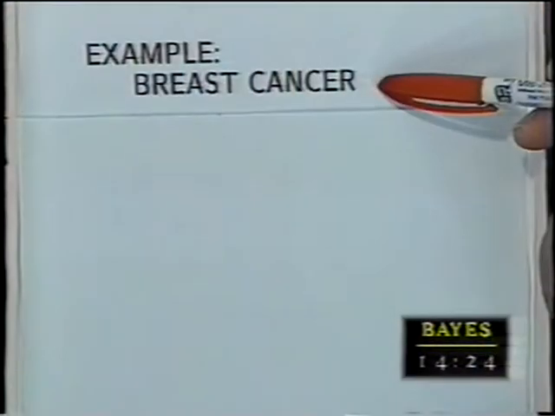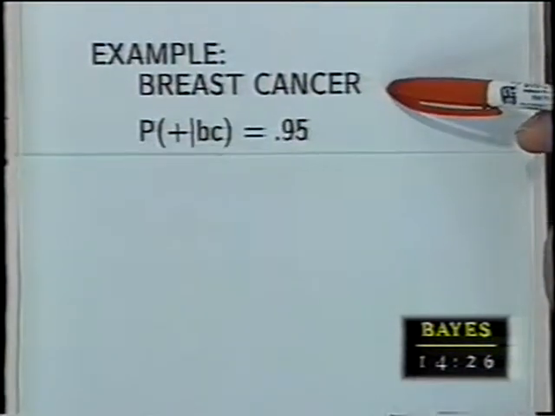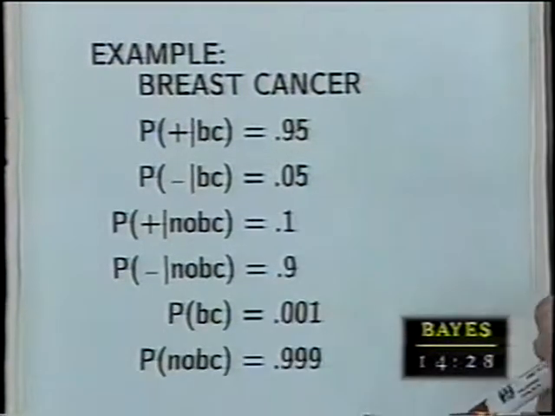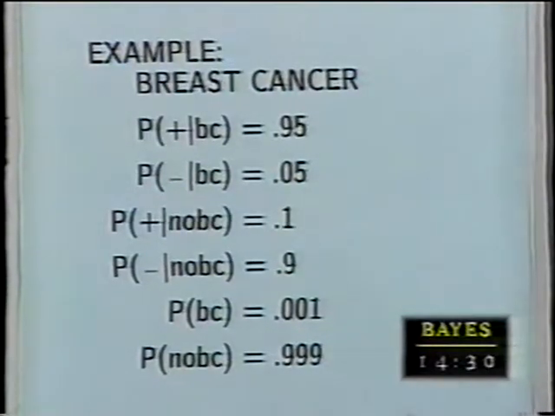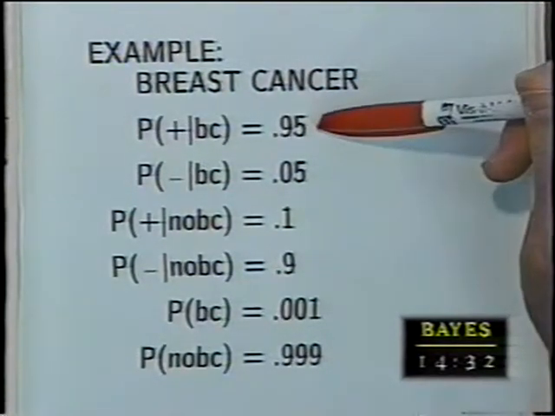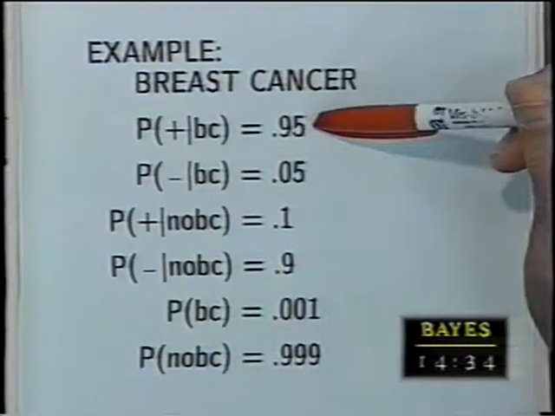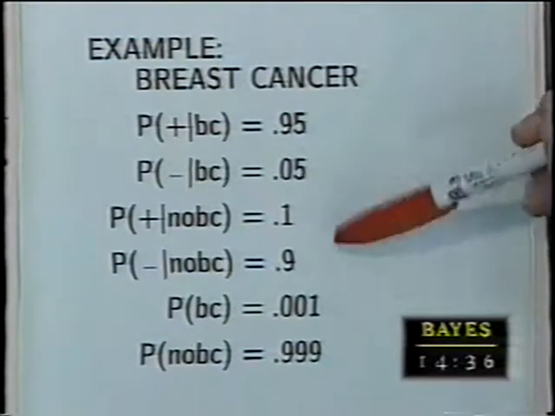Okay, let's take another example, perhaps a little closer to home for some people. And that's the example of breast cancer. Let's say that the numbers on breast cancer are these. I'll uncover them. Let's look at them. Test is 95% accurate. And by the way, this is only for women. This does not include men.